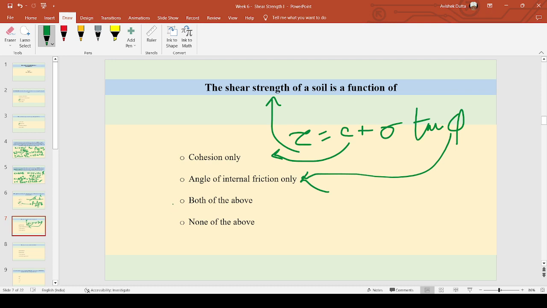So both of the above, the cohesion and the angle of internal friction, are important parameters for determining the shear strength of the soil. Next question.